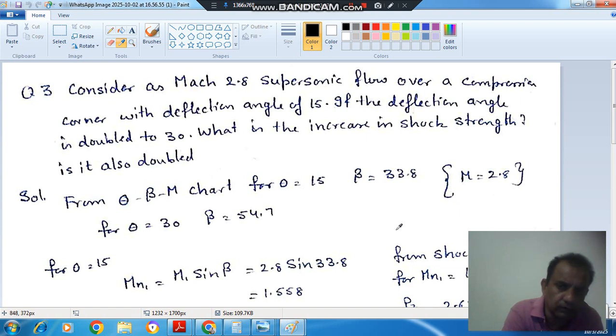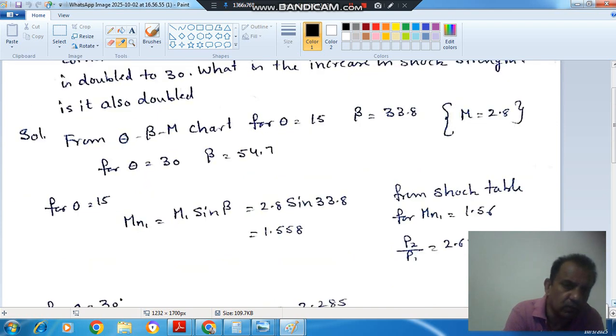Now for theta is equal to 15 and M is equal to 2.8, beta is 33.8, and for theta is equal to 30, beta is your 54.7, for M is equal to 2.8 in both the cases. Now if we take theta is equal to 15, then Mn1 is your M1 sin beta, M1 is your 2.8 and beta is 33.8. So this is your normal Mach number using this M1 and this beta in the first case, taking theta as 15, so it will come out as 1.558.